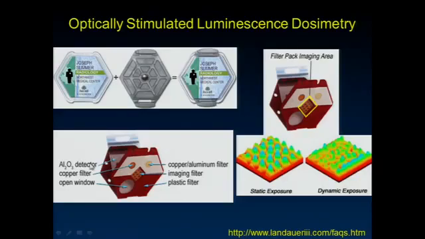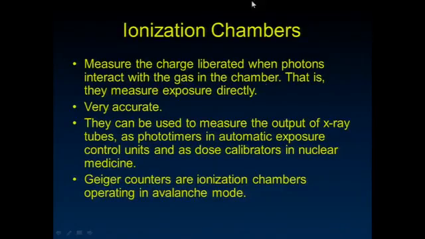And then we've got a couple of different filters here. We've got a copper aluminum filter and a copper filter. Again, that helps us sort out what was the average X-ray energy of exposure or gamma ray energy of exposure there. And then again, the amount of total light that this puts out when we stimulate it optically will give us an idea of the total exposure. So we get an idea of the average energy of the exposure. We get an idea of the amount of that exposure from that device.